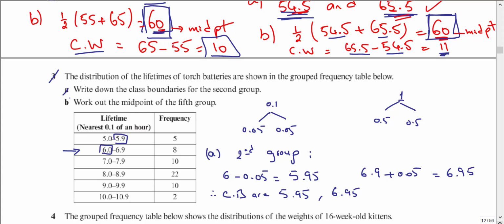That's part A. How about part B? They say work out the midpoint of the fifth group. 1, 2, 3, 4, 5. This is the fifth. So this one was the second group, and this one is the fifth group.